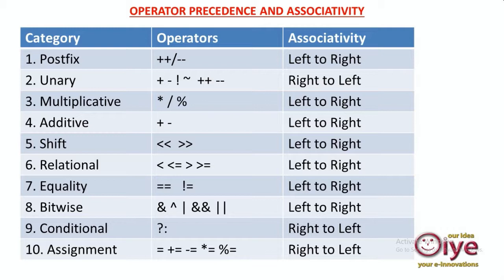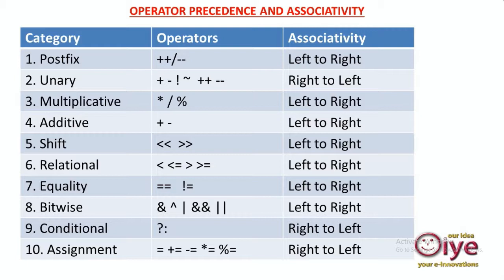We can see operators and their precedence in Java. The first operator is postfix, that is plus plus, minus minus, from left to right. Then the unary operators: unary plus, unary minus, then the not operator, the negation operator, bitwise operator, and then prefix plus plus, minus minus. These are from right to left.